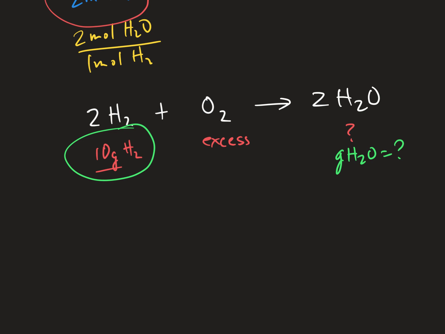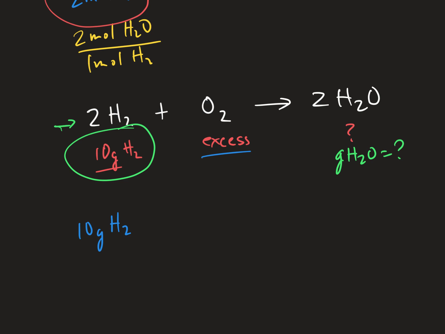What we know. We know that there are 2 hydrogen. That's not what we're given. Well, we are given that too, but that's a conversion factor. We don't start with the conversion factor. We start with what we know. Grams of H2, and the excess. 10 grams of H2. We're going to start there.